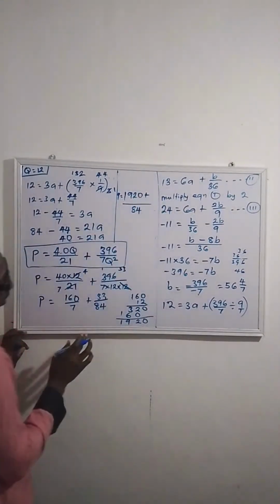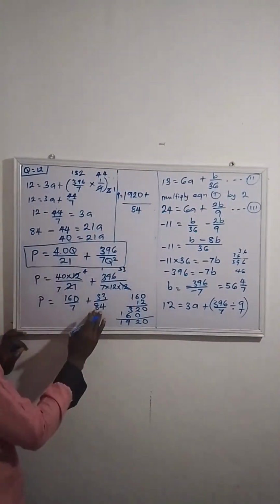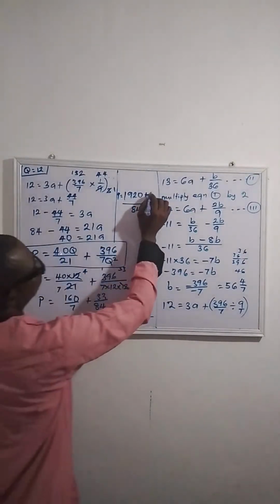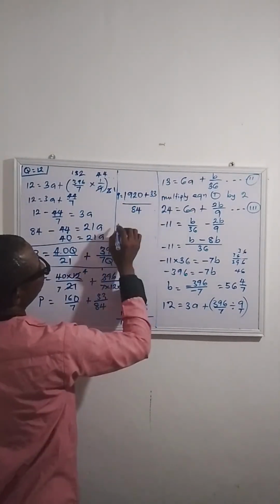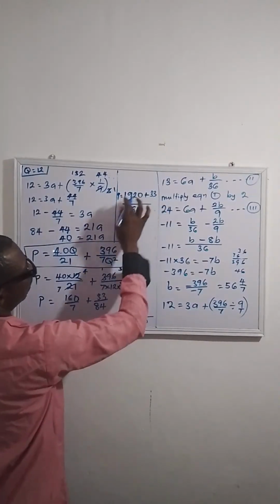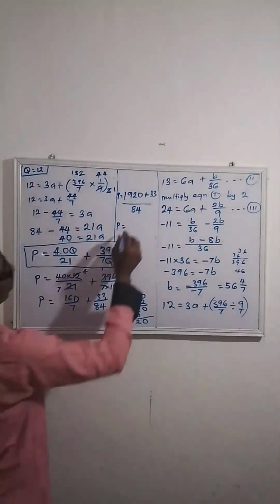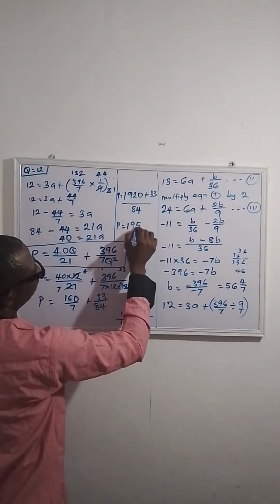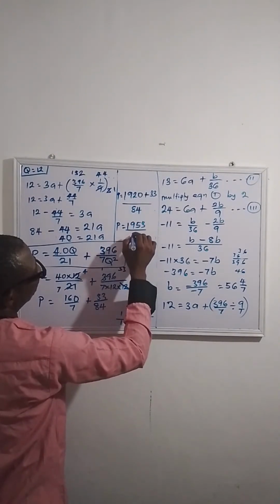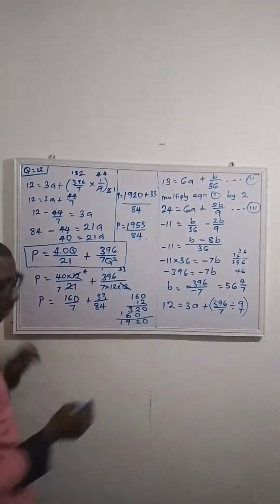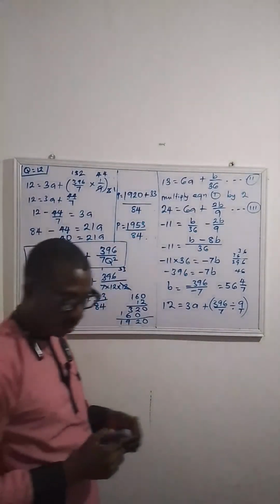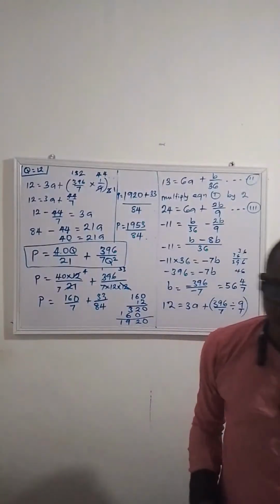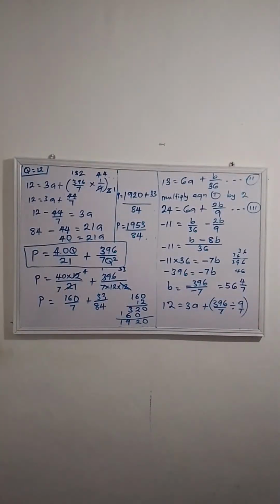Plus, now 84 goes into 84, that is 1, plus 33. So we have P equals, now let's add these together. You have 1,953 over 84. So this is going to be the value of P. All right, I want to believe we are on point and everybody agrees with the solution that I have here.